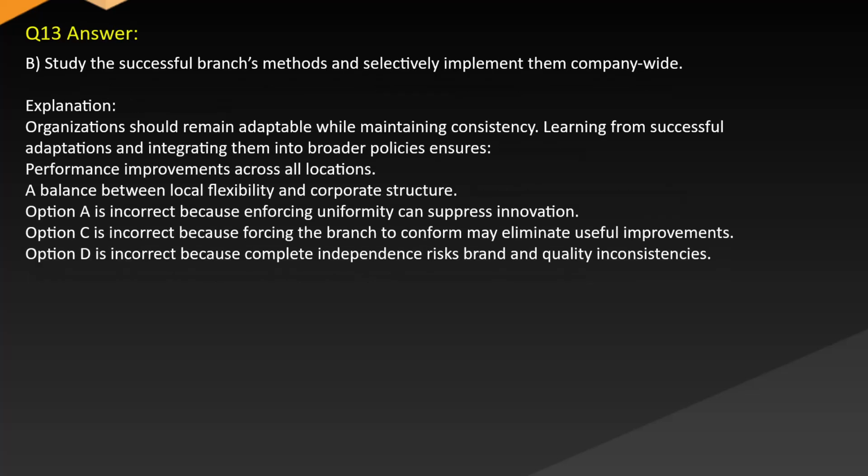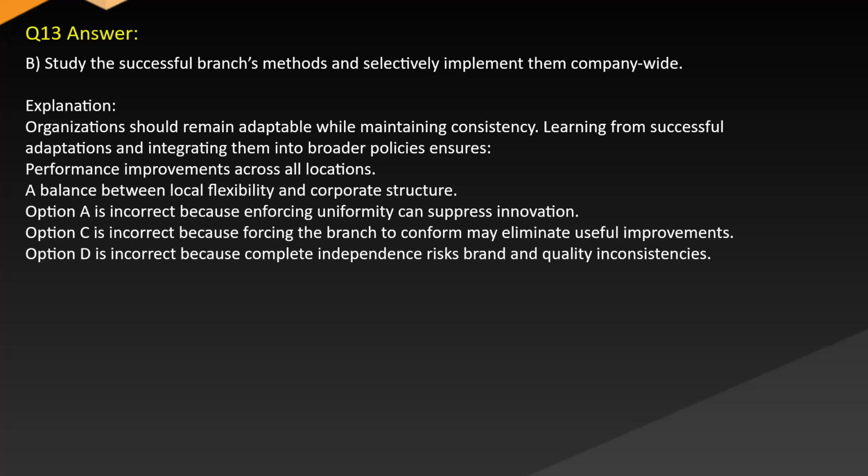Answer: B. Study the successful branch's methods and selectively implement them company-wide. Explanation: organizations should remain adaptable while maintaining consistency. Learning from successful adaptations and integrating them into broader policies ensures performance improvements across all locations. It balances local flexibility and corporate structure.